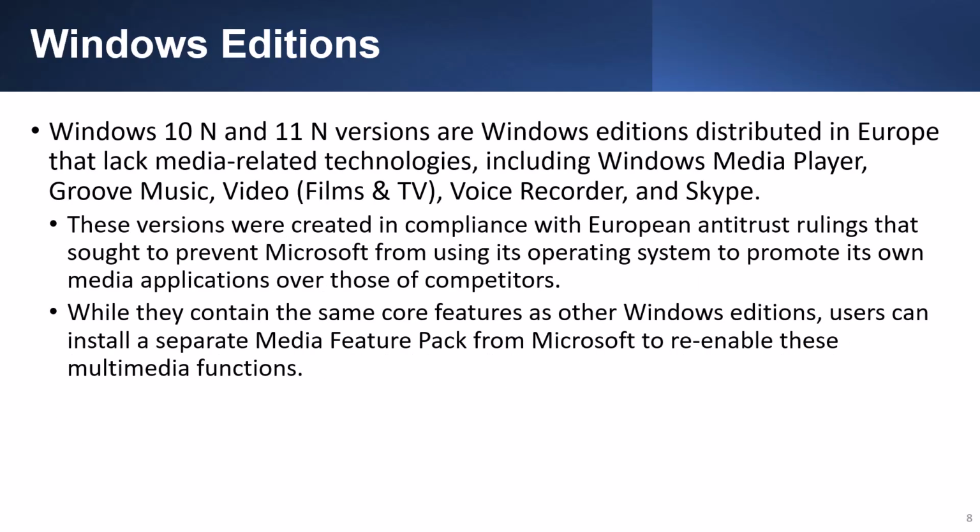Windows 10N and 11N versions are Windows editions distributed in Europe that lack media-related technologies including Windows Media Player, Groove Music, video, films and TV, voice recorder, and Skype. These versions were created in compliance with European antitrust rulings that sought to prevent Microsoft from using its operating system to promote its own media applications over those of competitors. While they contain the same core features as other Windows editions, users can install a separate media feature pack from Microsoft to re-enable these multimedia functions.